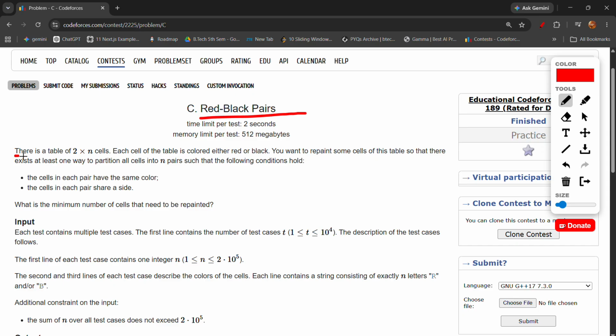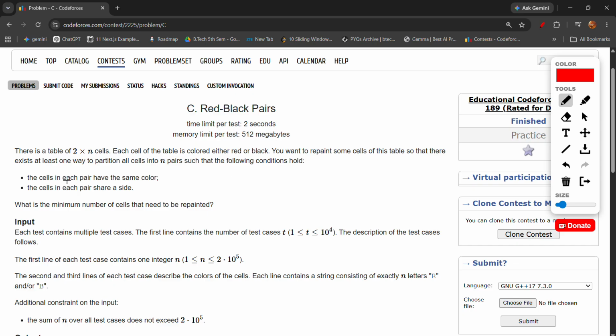The question is: there is a table with two rows and n columns. Each cell of the table is colored either red or black. You want to repaint some cells of this table so that there exists at least one way to partition all cells into n pairs such that the following conditions hold. The cells in each pair have the same color. The cells in each pair share a side. What is the minimum number of cells that need to be repainted?